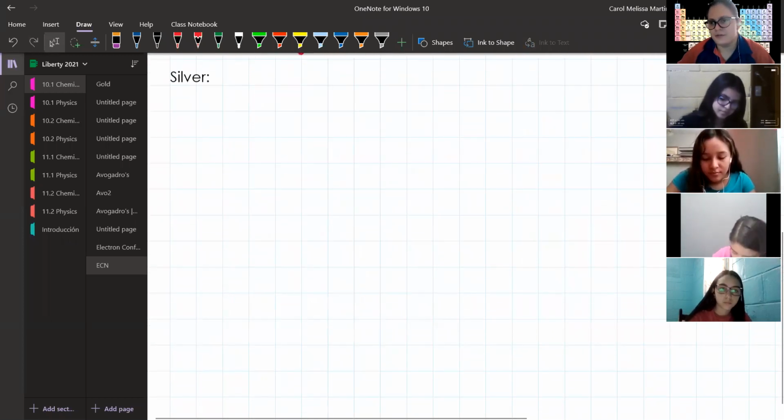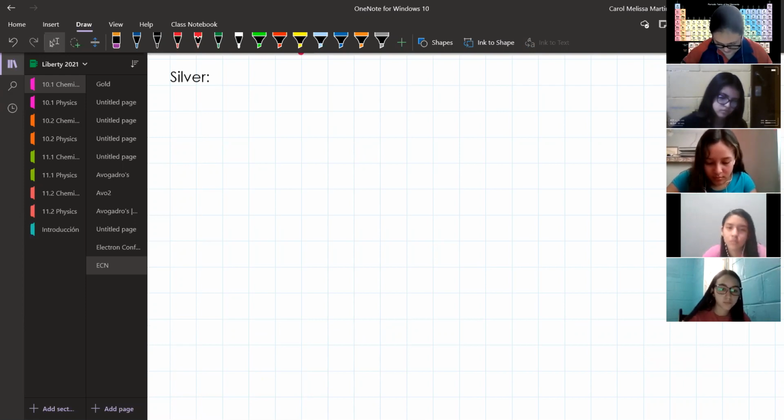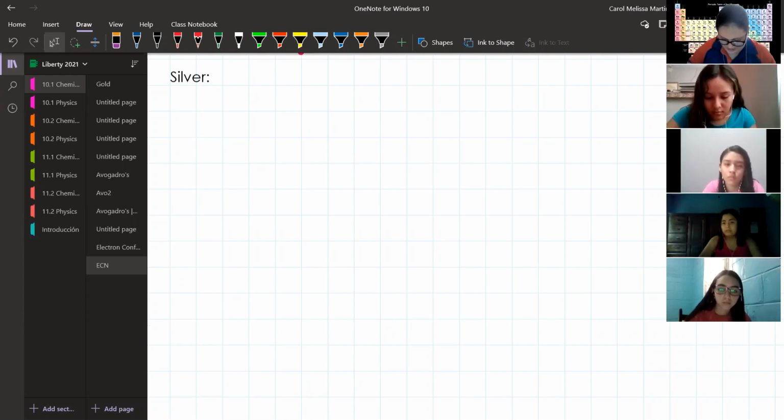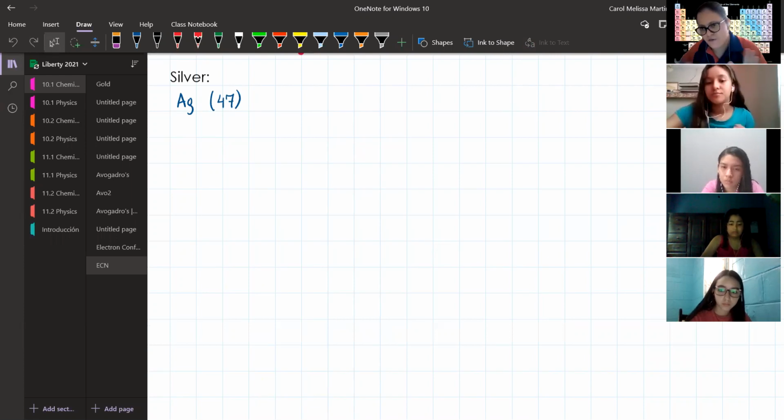Let's focus on the next one. So, in what position is silver in the periodic table? 47. Okay, and the symbol is Ag. So that's the first step that you have to do. Focus on finding the element. That's why it's good that you know where to find the element.